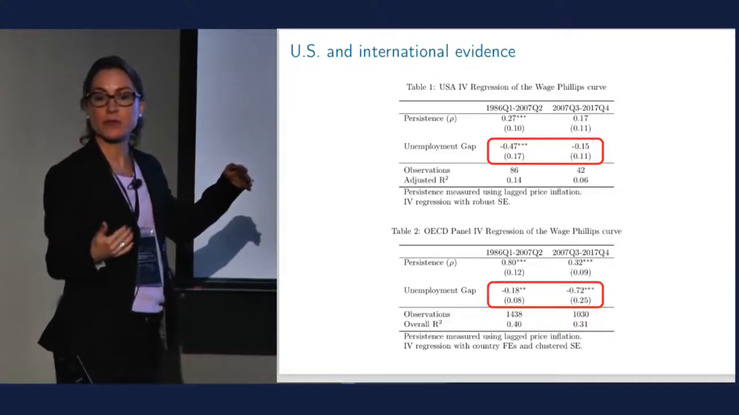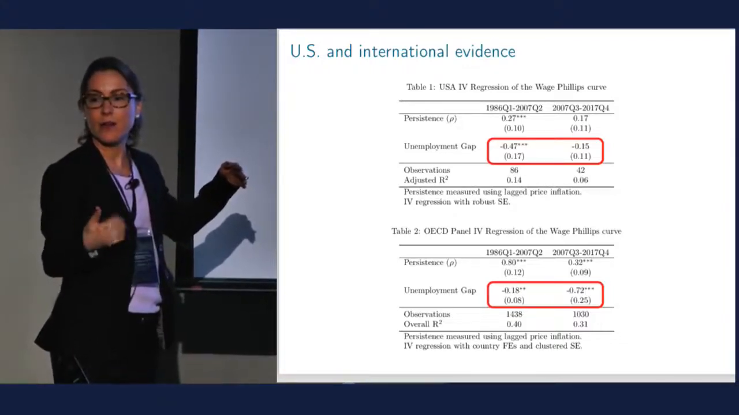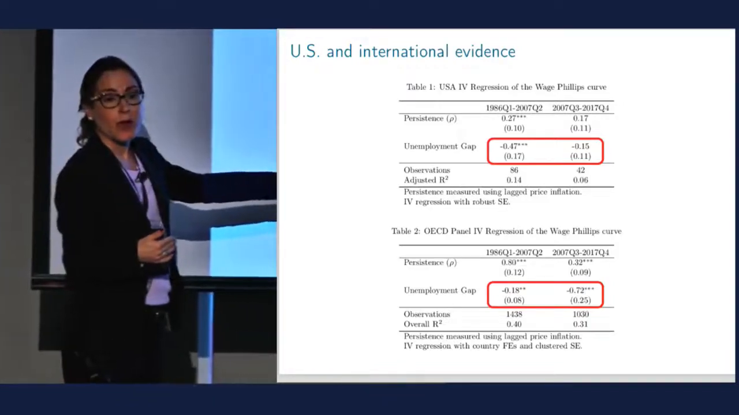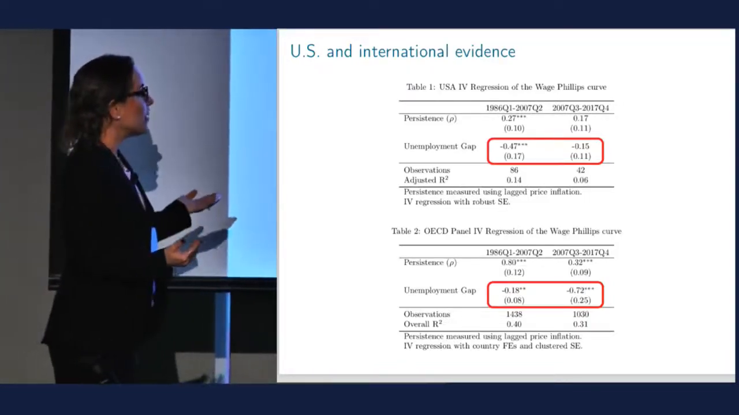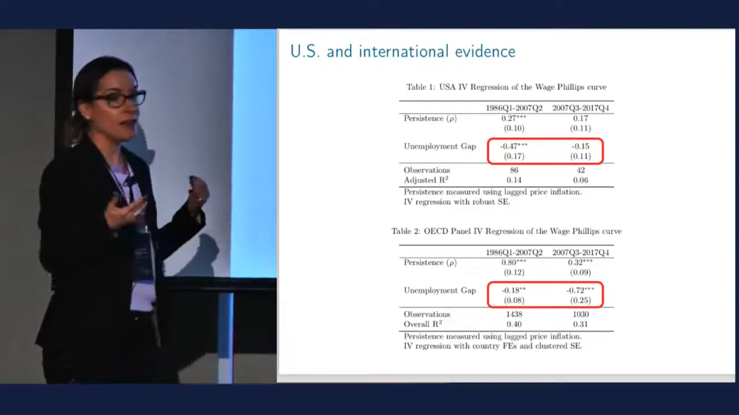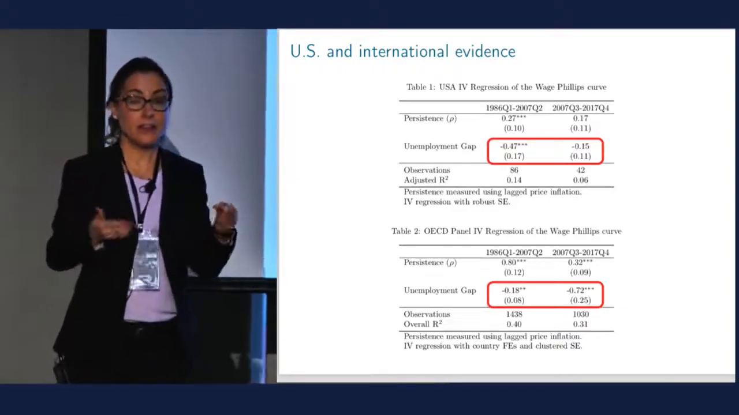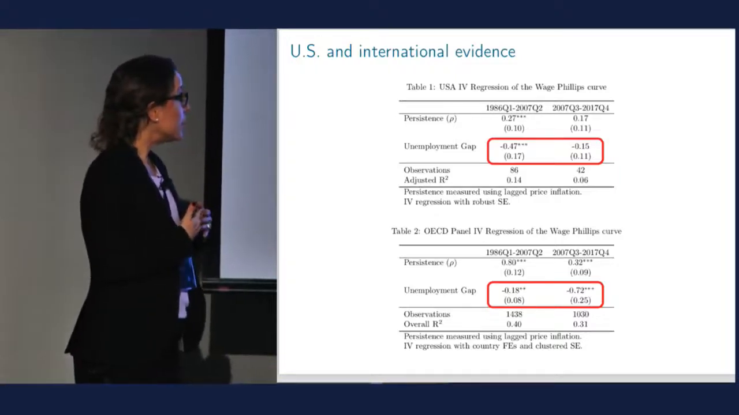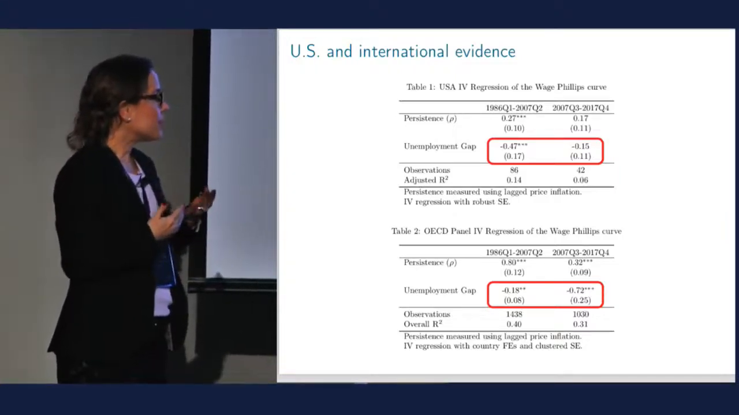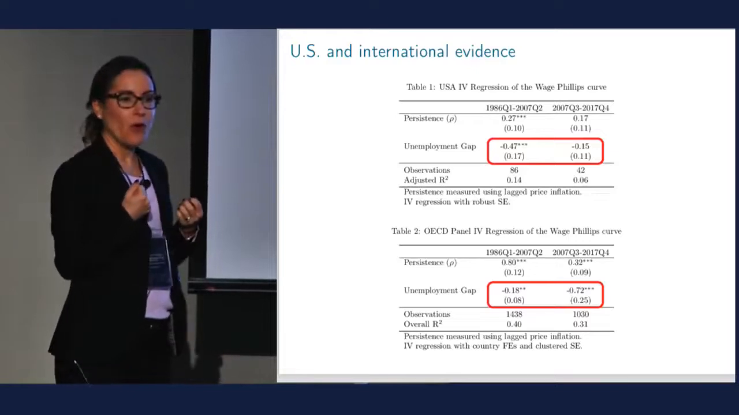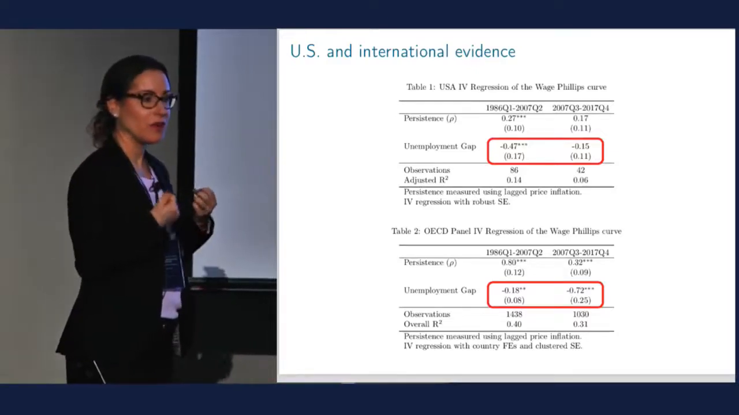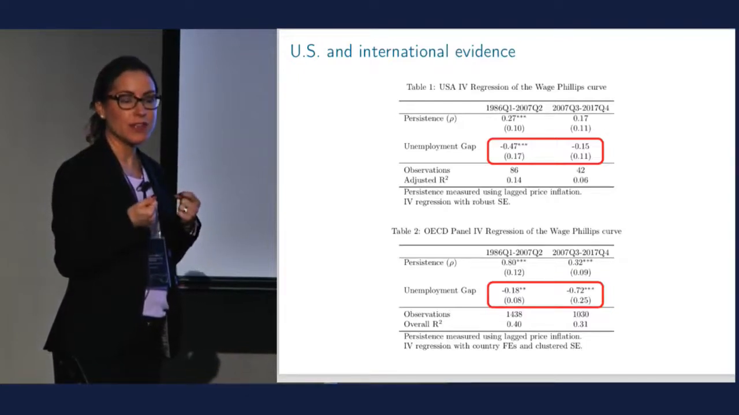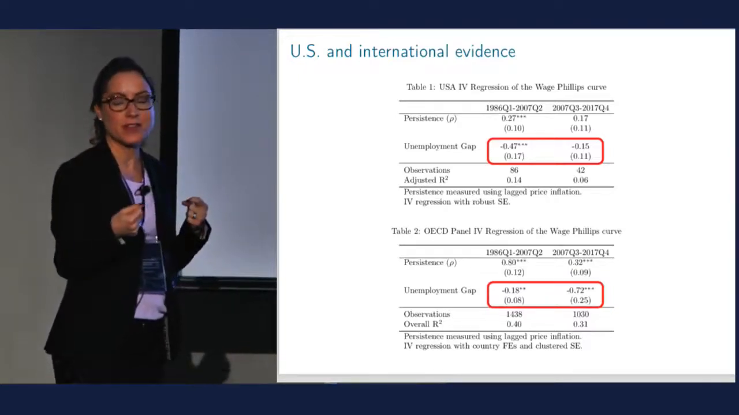So let's see what happens when I look at the OECD data, when I look at international evidence. And this is the bottom table. And then I'm looking at the results and I'm like, well, great, persistence, the lag inflation coefficient declined, as in Galli and Gambetti, but weirdly, the coefficient on slack, on the unemployment gap, became stronger. So the sensitivity seems to have increased.